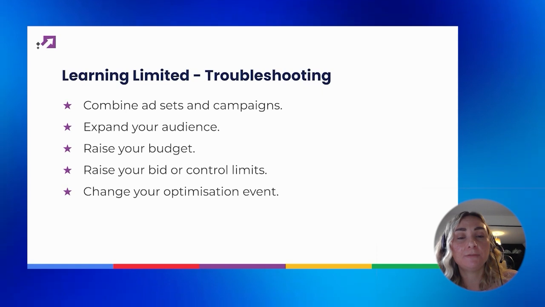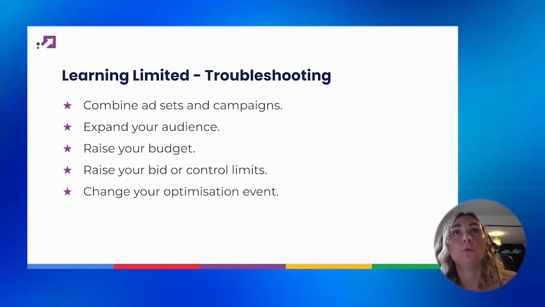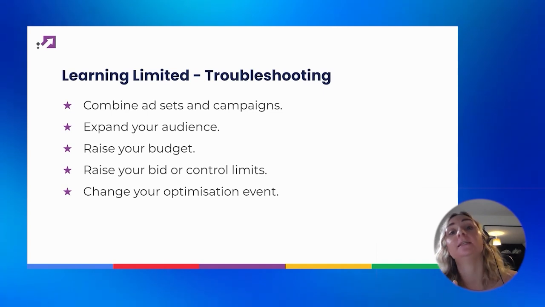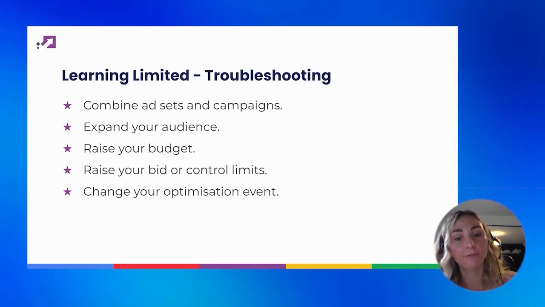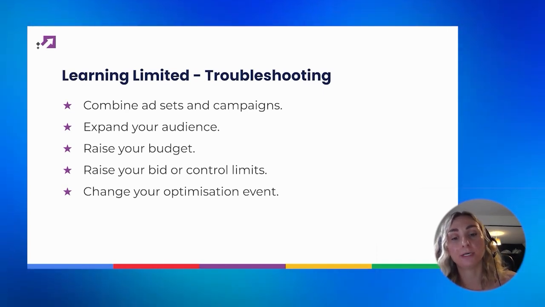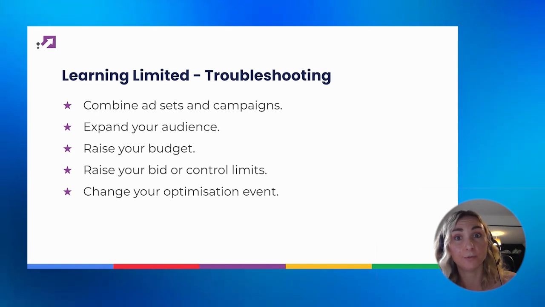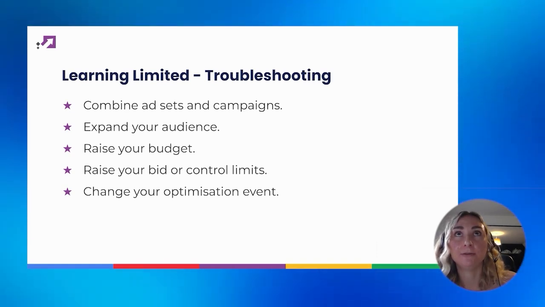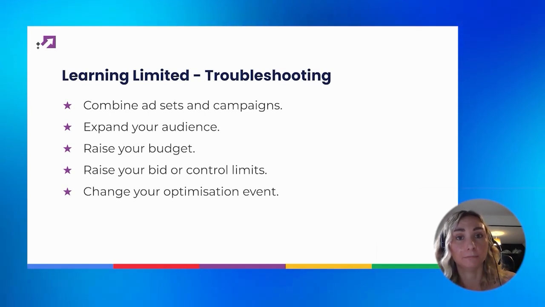Change your optimization event. So when you create a campaign, it will ask you what you are trying to achieve. Are you trying to achieve brand awareness? Are you trying to achieve leads? Are you trying to achieve sales? If you're going for the sales, it will optimize to get you the sale, which sounds great, but you need to be getting at least 50 sales within that 2 week period for it to think it's got enough data to target people who are going to buy from you.